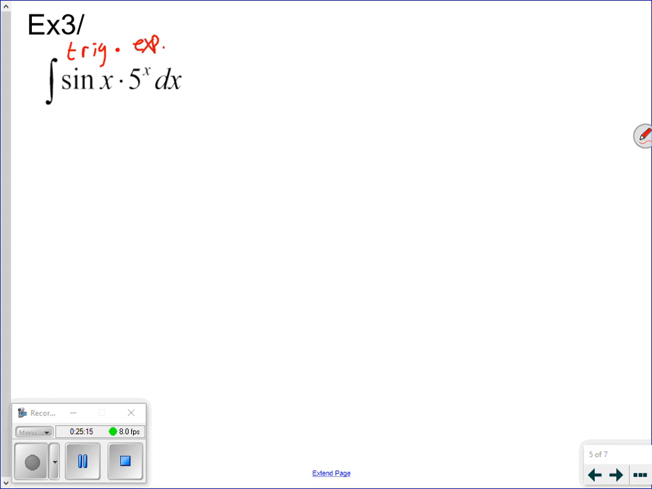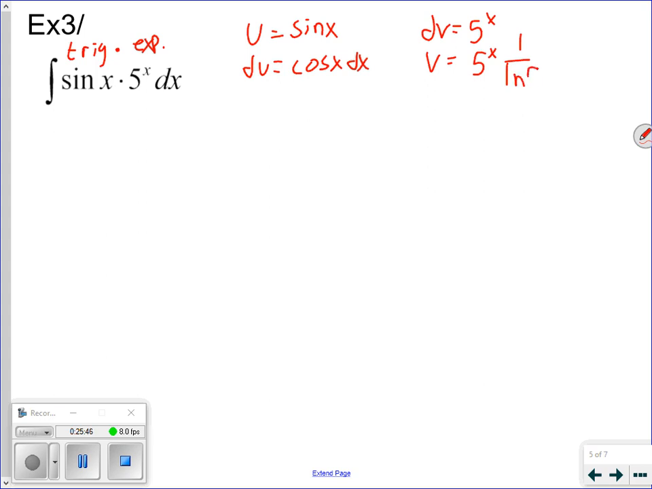So LIATE says that I'm going to do trig as my u. So I'm going to do u equals sine of x, and du is cosine of x dx. And dv is equal to 5 to the x, and v is equal to the integration of 5 to the x, which is 5 to the x. But don't forget, because it's something other than e, we also have 1 over the ln of 5. Don't forget about that.